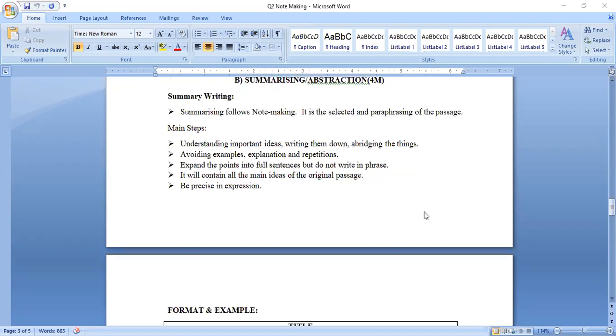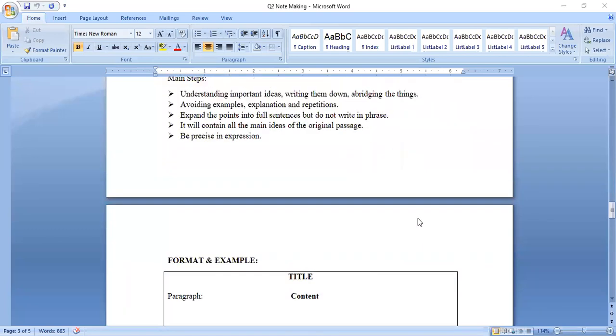It is the selection and paraphrasing of the passage. What is the meaning of paraphrasing? Paraphrasing means explanation. The main steps you can see: understanding important ideas, writing them down, and abridging the things, avoiding examples, explanations, and repetitions. So we have to avoid examples, much explanation, and repetitions. Expand the points into full sentences, but do not write in phrases. That means we have to expand whatever we have written in the notes. Only the essential important things in the notes are going to be used in the summary. All the things we have written in the notes should not be in the summary.